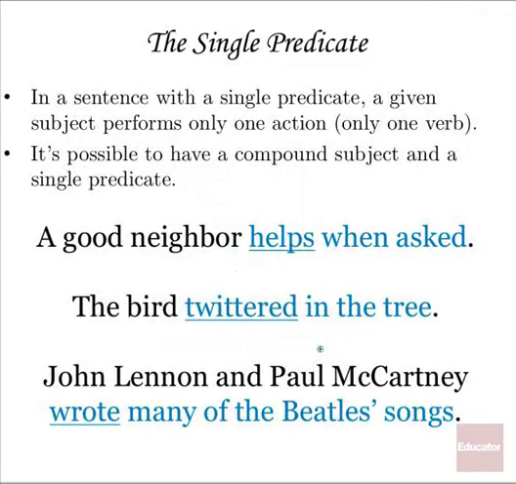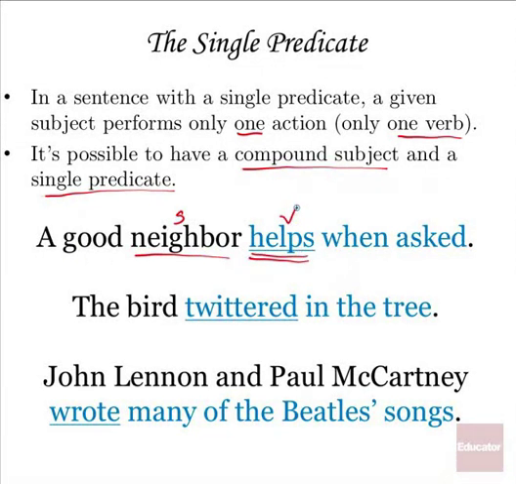All right, the single predicate. In a sentence with a single predicate, a given subject performs only one action, only one verb. Now here's the thing, it's possible to have a compound subject and a single predicate. You can have more than one subject performing the same action. Let's look at some examples. A good neighbor helps when asked. The subject here is neighbor. Helps is our verb, and helps when asked is the entire activity, the whole predicate.